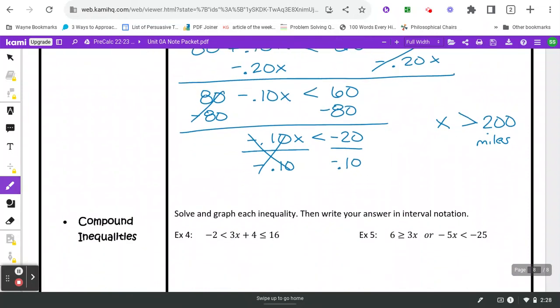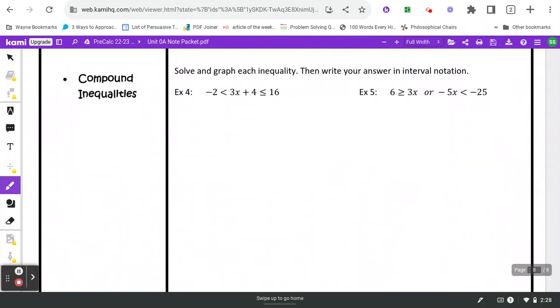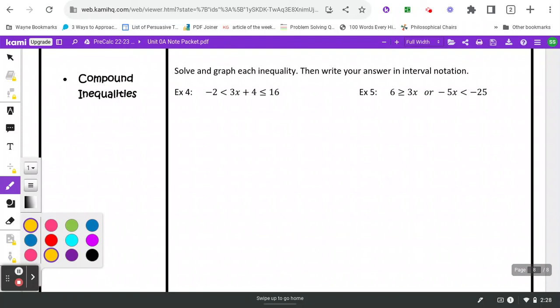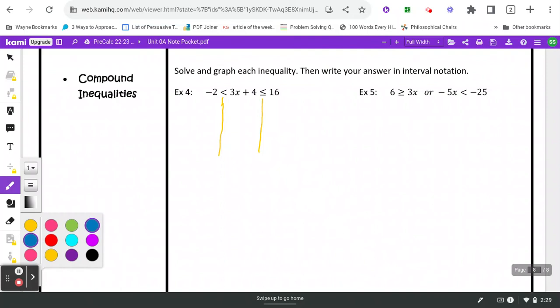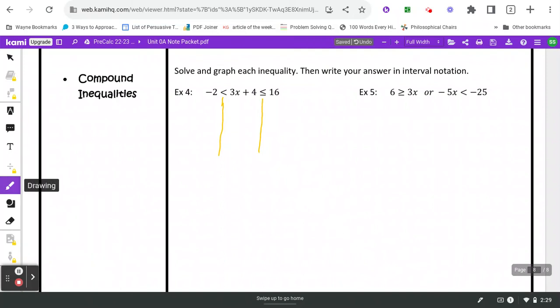All right, the last 2 problems we're going to do are called compound inequalities. So notice on problem number 4, you actually have multiple areas here. You have a middle and then the right side and the left side. So I almost want you to envision kind of splitting it up like this. And whatever you do to the middle, you're going to do the same thing on the right and the left. So get the x by itself. First start by subtracting 4 from the middle and from the right and from the left.